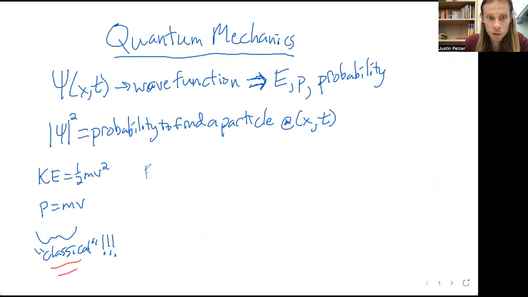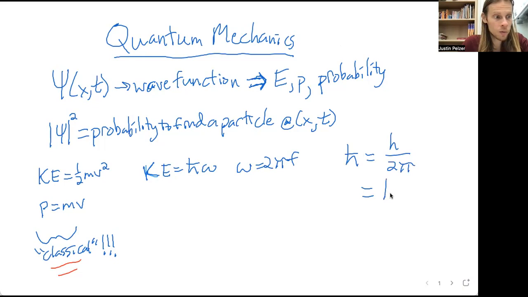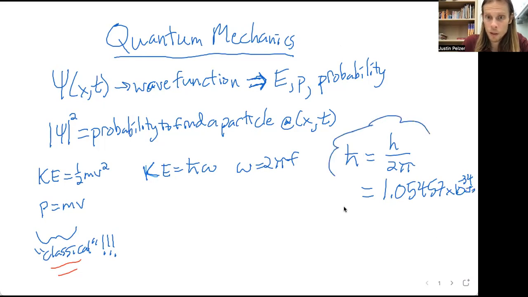Of course, you're going to need to also know that the energy is h bar omega, where omega is 2 pi times the frequency. H bar is the reduced Planck's constant. That's h over 2 pi, which I've written on your homework, is 1.05457, I'll get exact, times 10 to the negative 34 joules times seconds. That's your h bar.